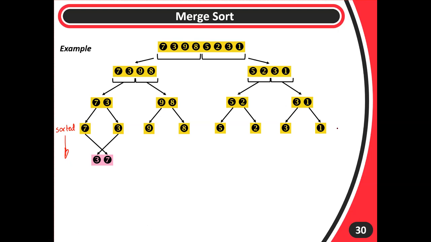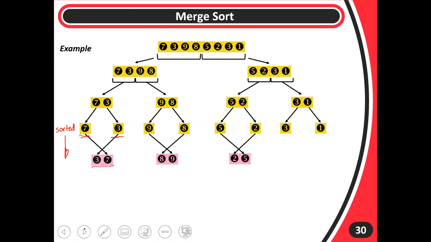Now we're going to merge them. So we have seven, which is a sorted list. We have three, which is a sorted list. And we know how to merge them. We saw the algorithm earlier. So now we have this smaller sorted list. Eight and nine, we can also merge. Five and two, three and one.